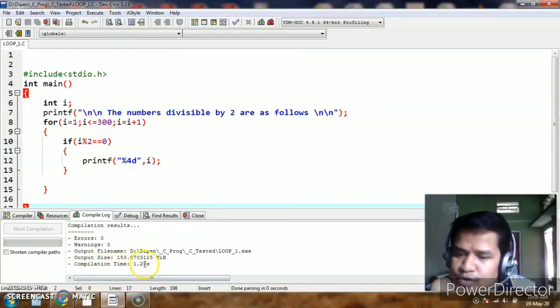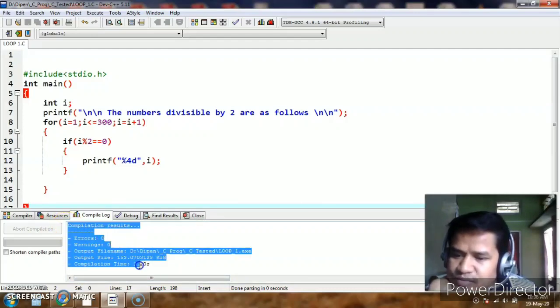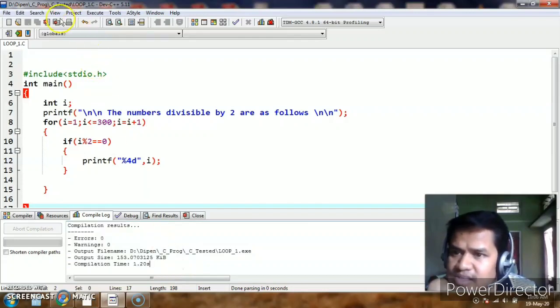Compilation time 1.20 seconds, output size this. These are various compilation results, some of the outcome given by the compiler. So compilation is done successfully. It is the indication; otherwise some messages would have come here. Now let's go for the next step.